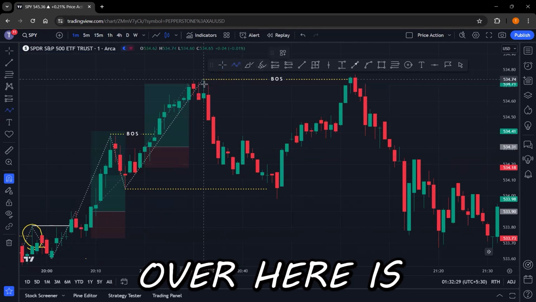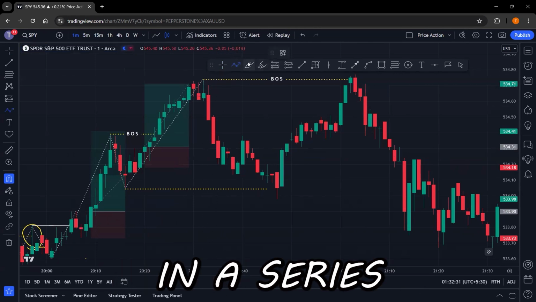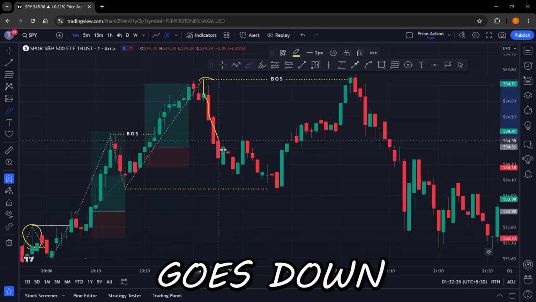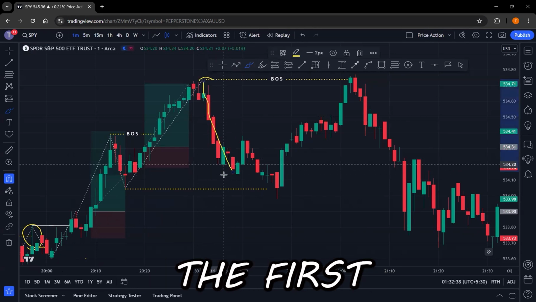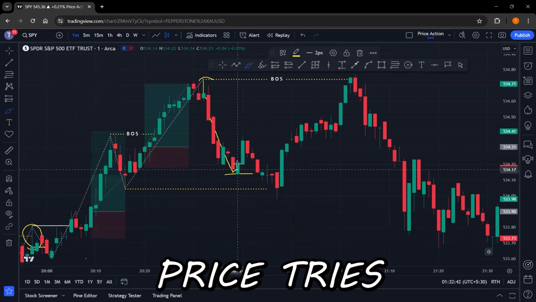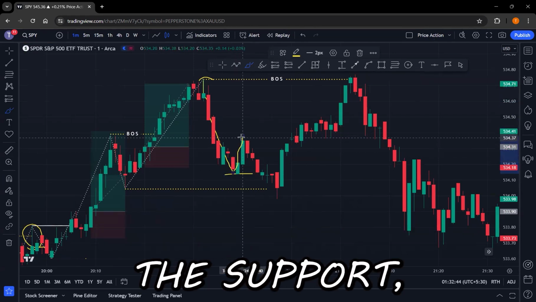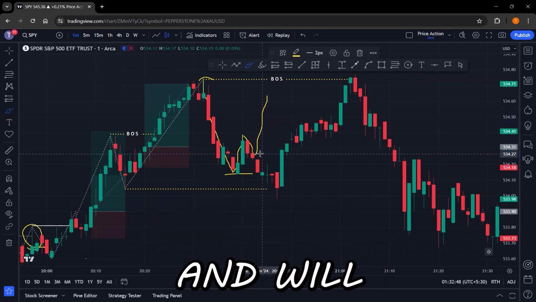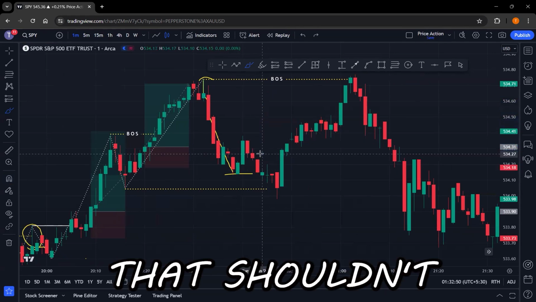Now what's happening over here, you have to understand, is a series of internal price actions. So in this internal price action, what is happening? The price goes down, and this is the first point where the price tries to create a support. As you can see, this is the first point where the price tries to push towards the upside. Now from this support, what we are expecting is that the price will try to create another higher low and move towards the upside. But that didn't happen in the market.